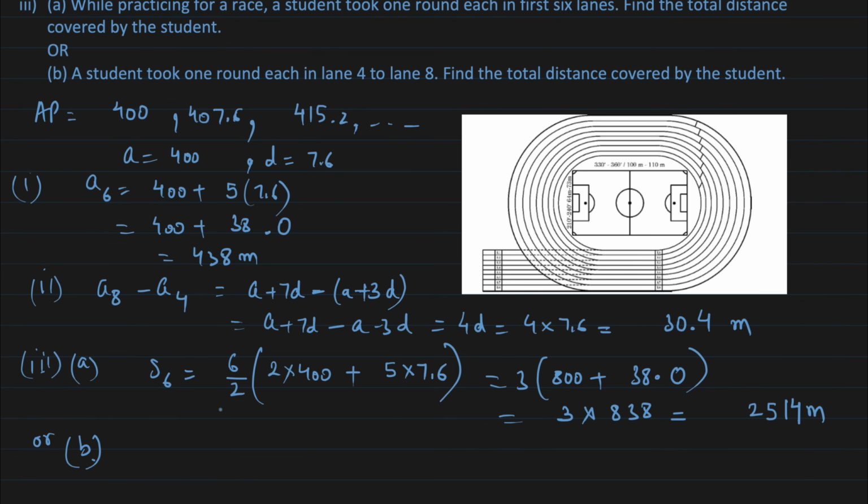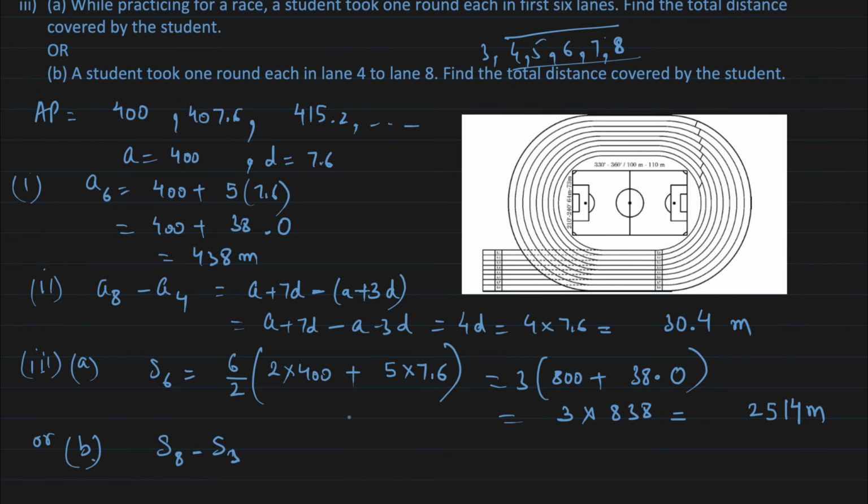बी, स्टूडेंट टुक वन राउंड ईच इन लेन 4 टू लेन 8. वो लेन 4 से लेन 8 में गया है. ओके, सो टोटल डिस्टेंस विल बी S8 माइनस S3. आपको 4 का चाहिए, 5th का चाहिए, 6 का चाहिए, 7th का चाहिए, राइट. और 8 तक वो गया है, 2 लेन 8. तो इसमें से माइनस करोगे S3 वाले को, तो आपके पास ये आ जाएंगे, राइट.